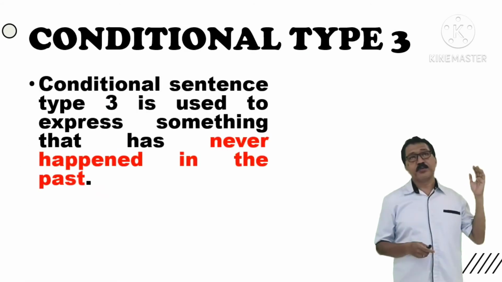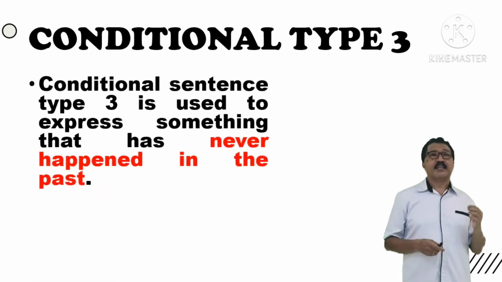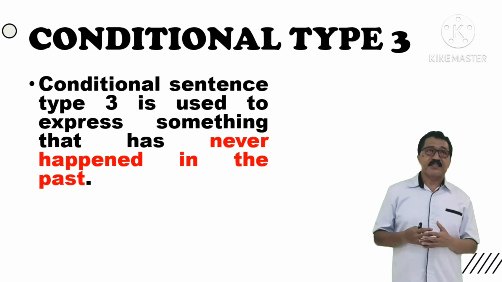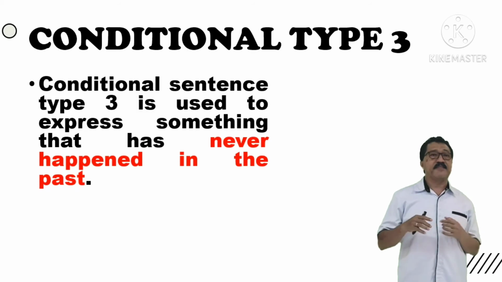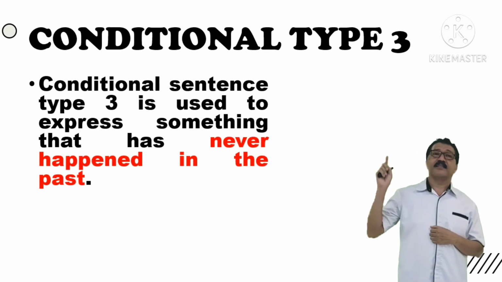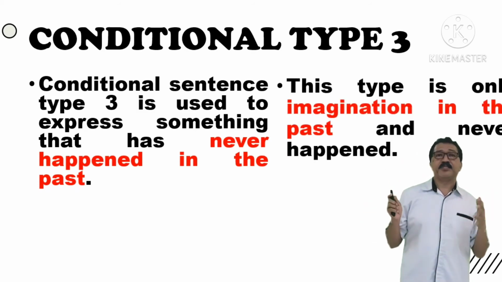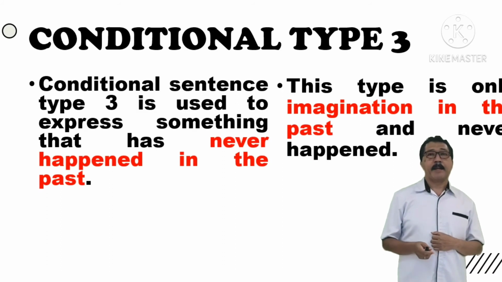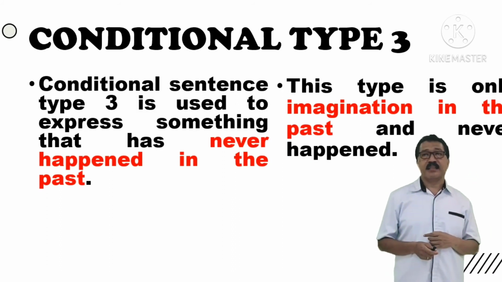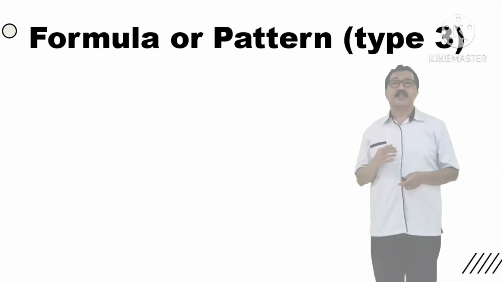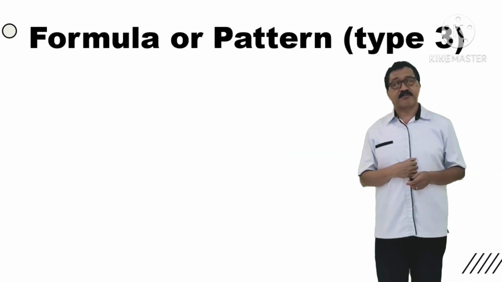So now we go to conditional sentence type 3. Conditional sentence type 3 is used to express something that has never happened in the past. This type is only imagination in the past and never happened. So this is conditional sentence type 3.